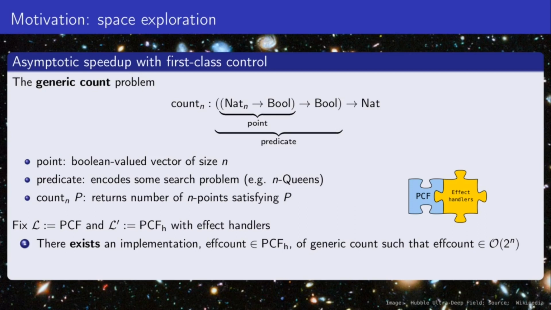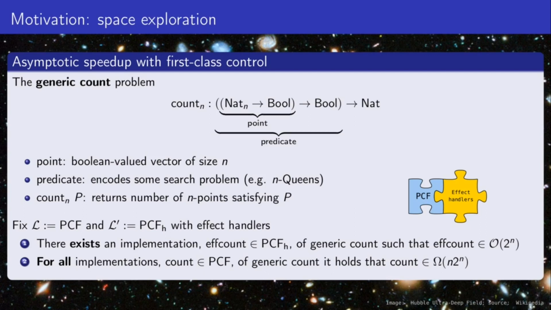Then we show that every implementation of generic count in pure PCF has at least asymptotic runtime behavior n2 to the n. That is to say, there exists a strict asymptotic efficiency gap between PCF and PCF with effect handlers due to the presence of first-class control in the latter. In this talk, I will not provide you with the actual proof of this. Instead, I will aim to give you the intuition for why this result is true.